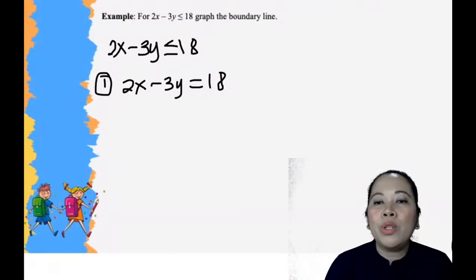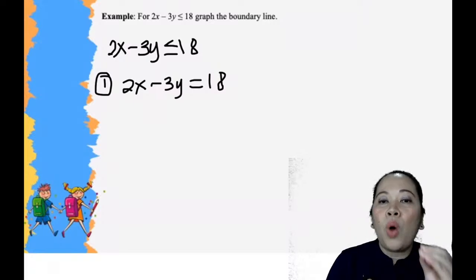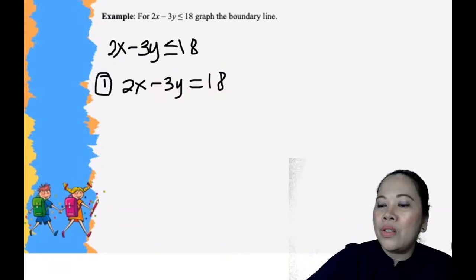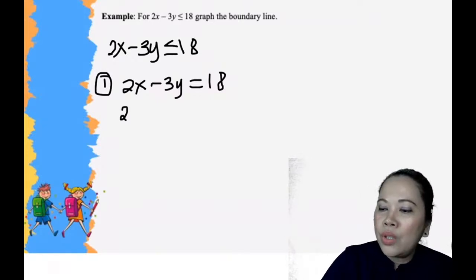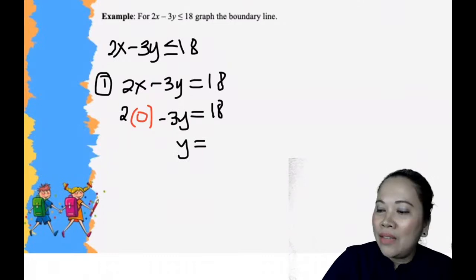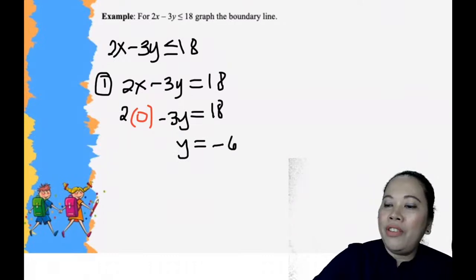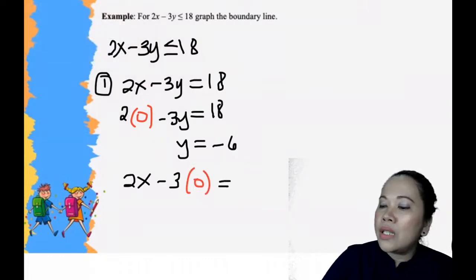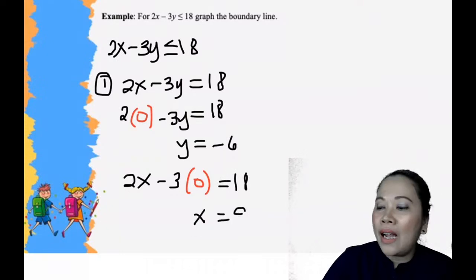For you to be able to draw or graph it, it's easier when you use the intercepts, the y-intercept and the x-intercept. How would you know the x and the y-intercept? Just substitute. If x is 0, then 2 times 0, you have minus 3y equals 18. Y here would be equal to negative 6. And if y is 0, so 2x minus 3 times 0 equals 18. Therefore, x here is 9.